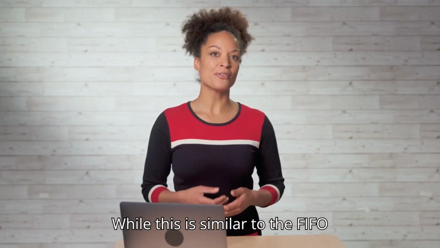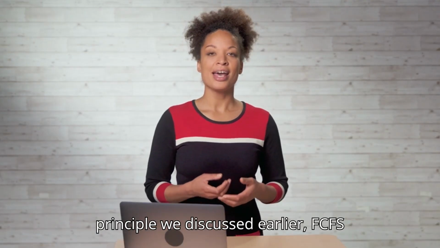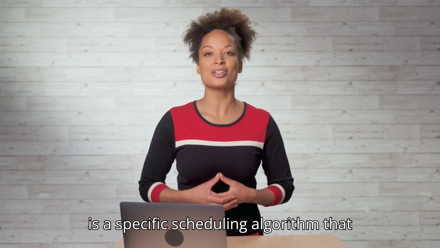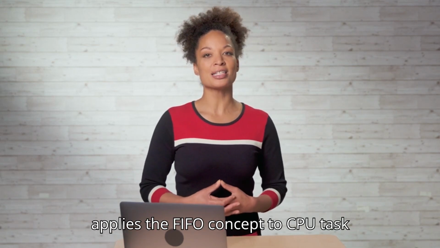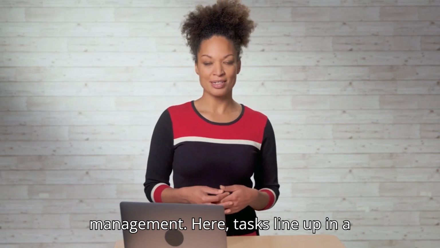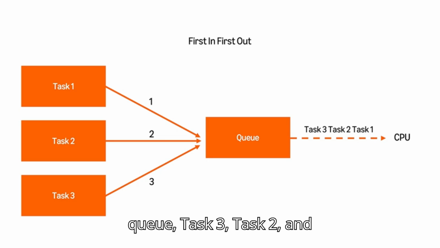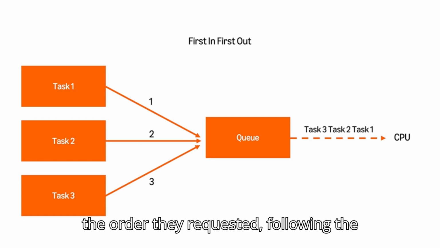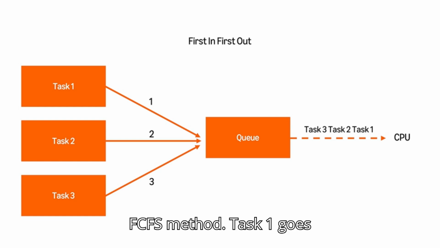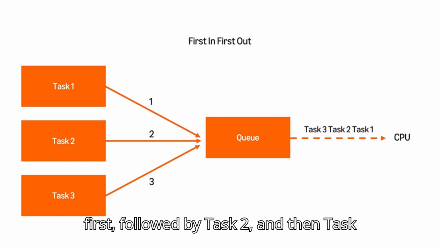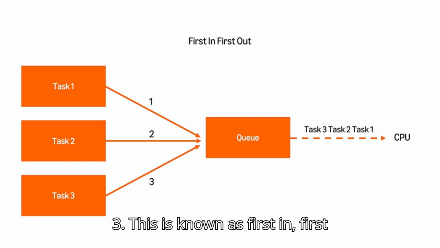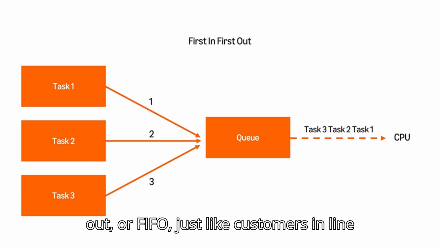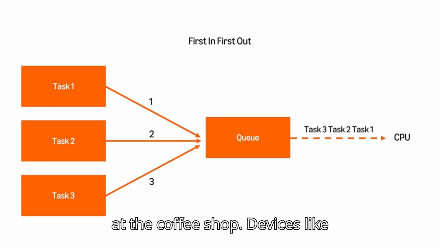While this is similar to the FIFO principle we discussed earlier, FCFS is a specific scheduling algorithm that applies the FIFO concept to CPU task management. Here, tasks line up in a queue: task 3, task 2, and task 1. The CPU processes them in the order they requested, following the FCFS method. Task 1 goes first, followed by task 2, and then task 3. This is known as first in, first out, or FIFO, just like customers in line at the coffee shop.